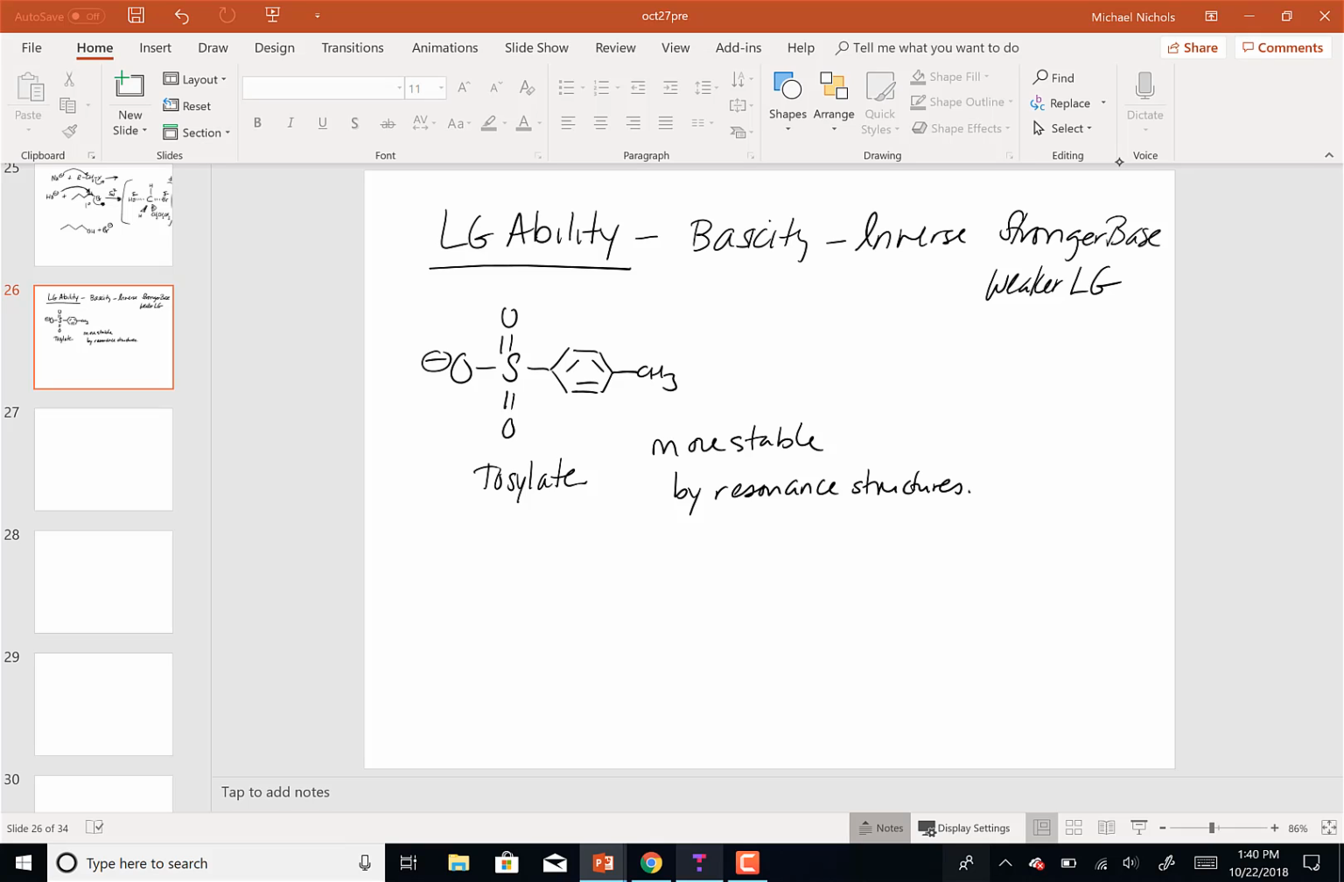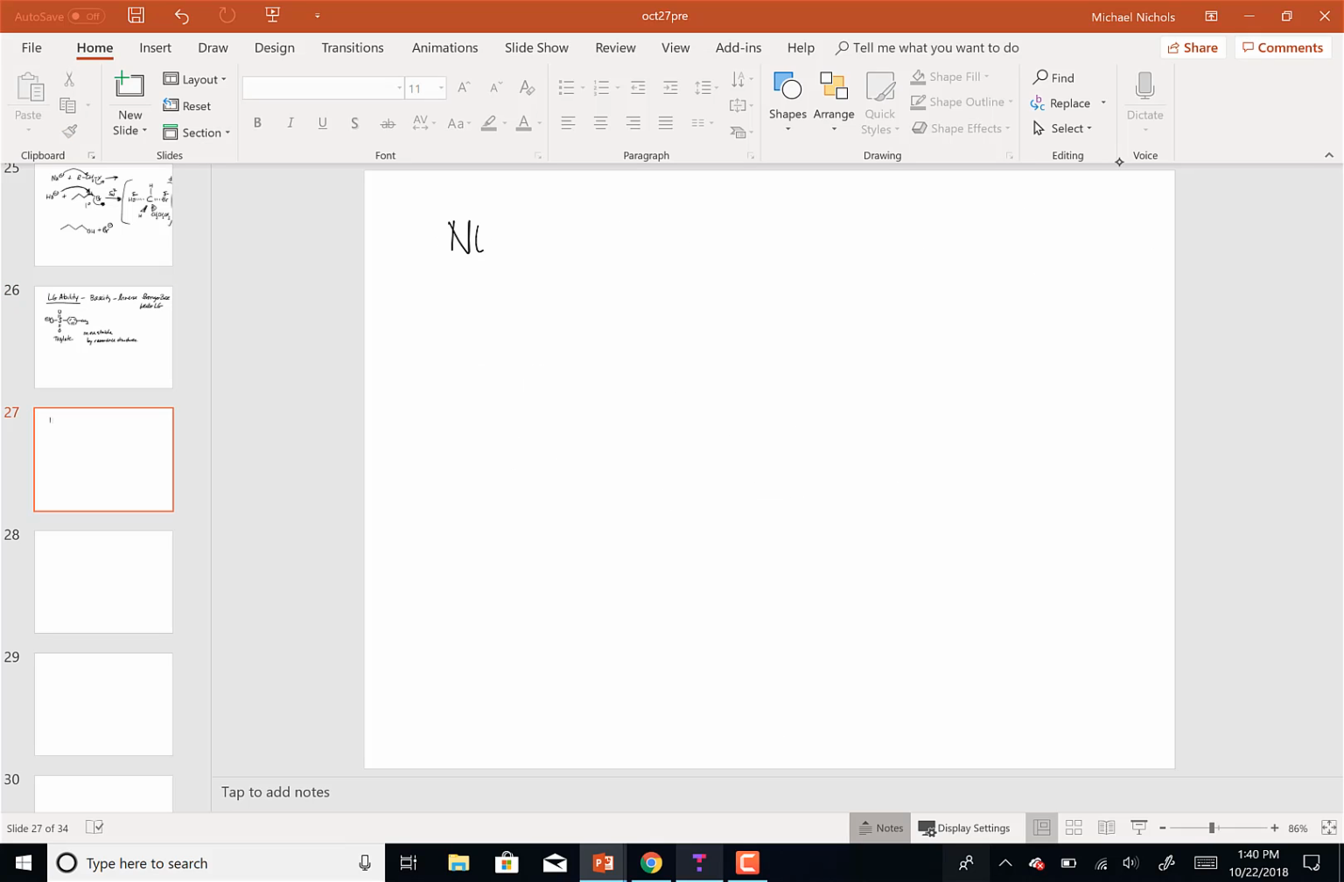Now, what about nucleophilicity? Nucleophilicity is how strong that molecule is as a nucleophile. And this is going to depend on a couple of things. When we're looking horizontally on the periodic table, it's going to depend directly on basicity, meaning that the stronger the base, the stronger the nucleophile.